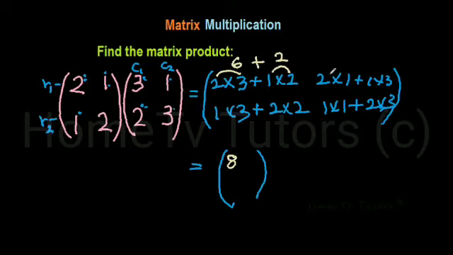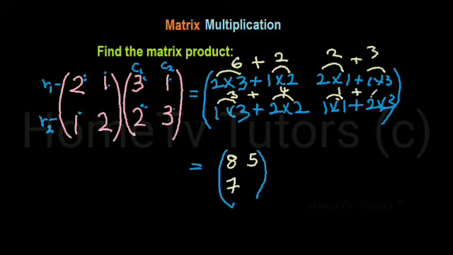Then next, 2 times 1 is 2 plus 1 times 3 is 3. 2 plus 3, that will give us 5. 1 times 3 is 3 plus 2 times 2, which is 4. So 3 plus 4 will give us 7. 1 times 1 is 1 plus 2 times 3 is 6. So 1 plus 6 is 7. So this is the resulting matrix.